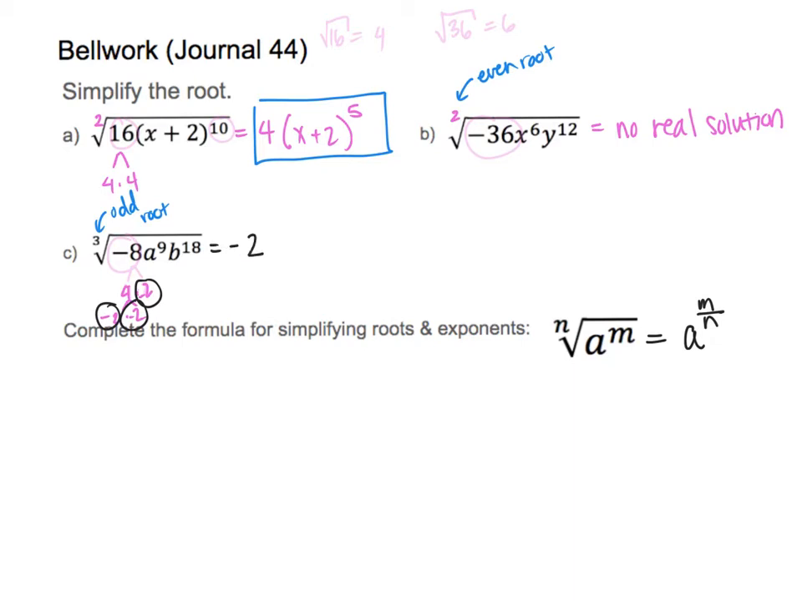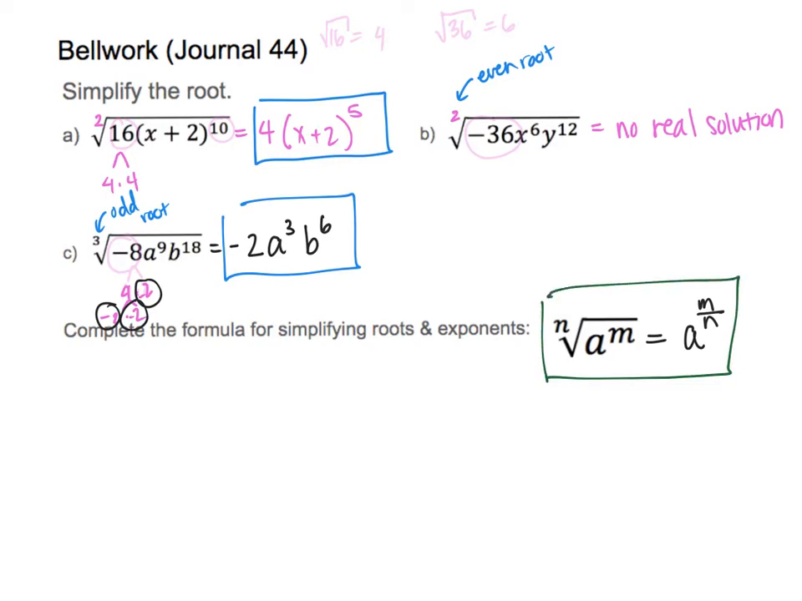negative 2. And this is a, well, that's to the 9th power. So I'm going to divide that by 3 to get a to the 3rd power. And then b here, that's 18. If I divide it by 3, I get 6. So this here is my final answer, and I have simplified this root. So again, this formula here is very important to know.